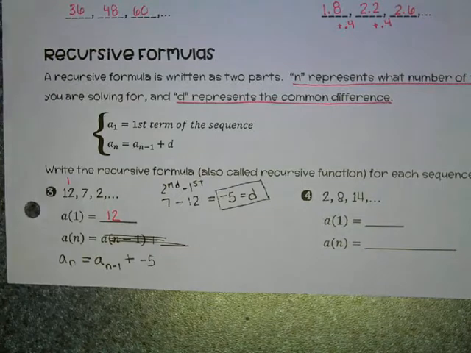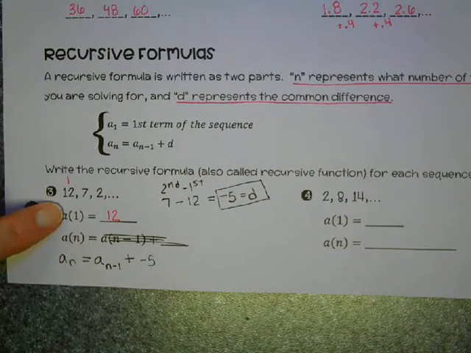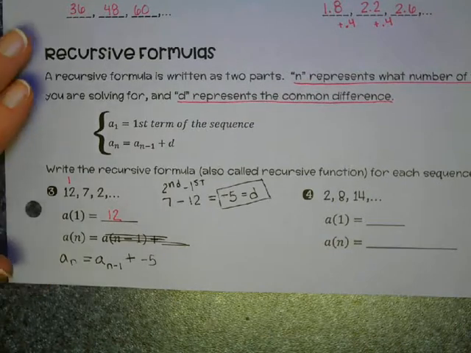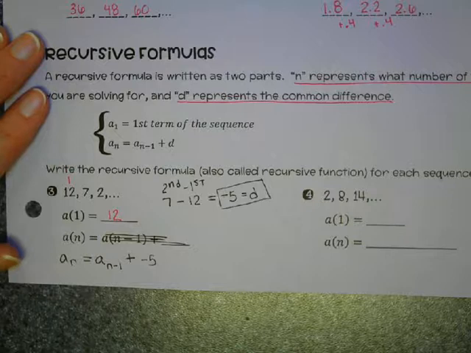So you have to put A1 for the first term. Then you have to do the actual equation. So let's look at the next one. First term for this one is 2.